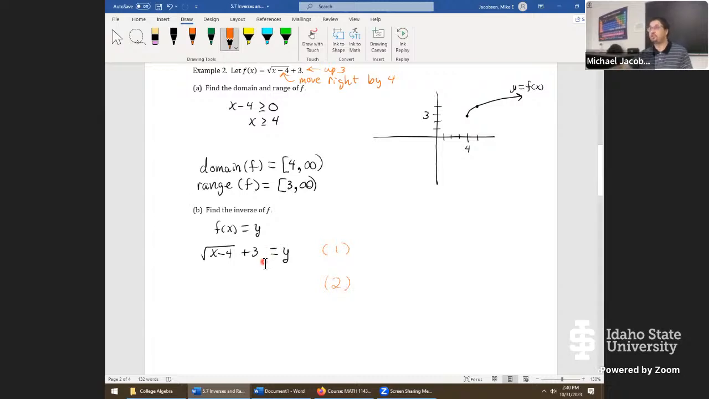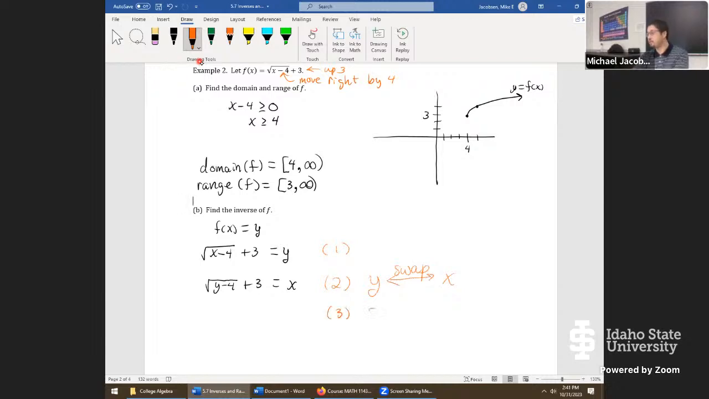Not quite setting x to 0. Exactly. Everywhere you see an x, make it a y, and everywhere you see a y, make it an x. So we can indicate it kind of like this. Swap your x and y variables. So if we make that swap happen, step 2 turns it into root y minus 4 plus 3 equals x.